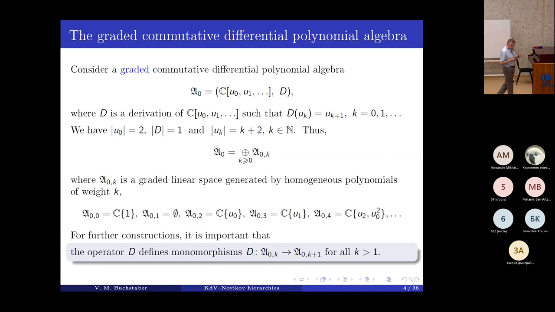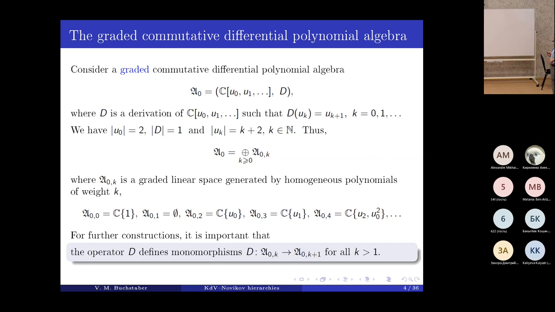So from this point of view, you can consider the polynomial algebra as nothing else but the ring of polynomials on a phase space with coordinates u0, u1, and so on, infinite-dimensional coordinates, nothing else. It is a phase space. But in this space, we have dynamics D, which is very, very simple. You see, it shifts indices: u_k goes to u_{k+1}.